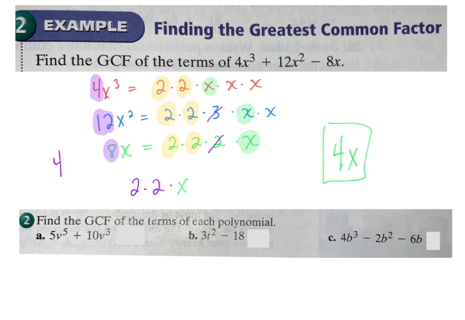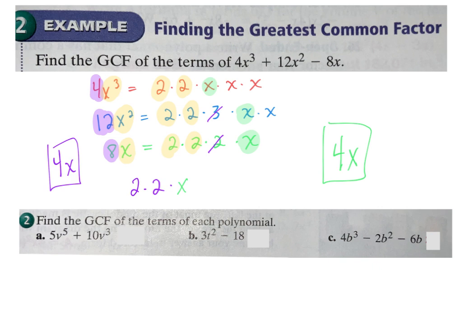When I look at my variables, cubed, squared, and to the first power, I can only pull out the least, because I can't pull out 3 x's from the last one. He doesn't have them to give me. And so when I look at variables, I'm going to say, well, the least that I have is just 1x. And so my greatest common factor here would be 4x, all right? And that's how they've broken it down.